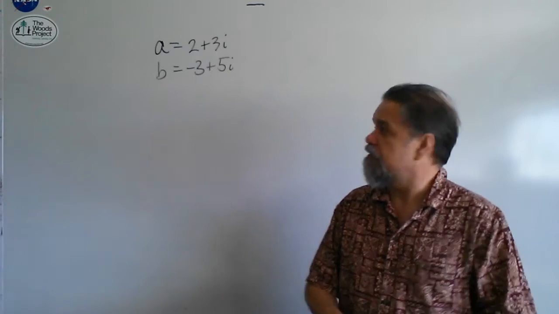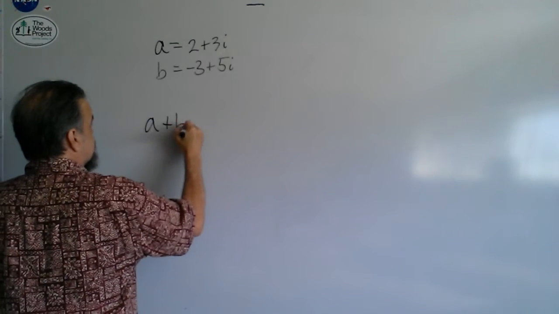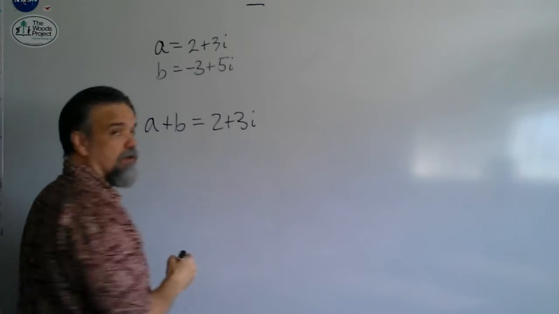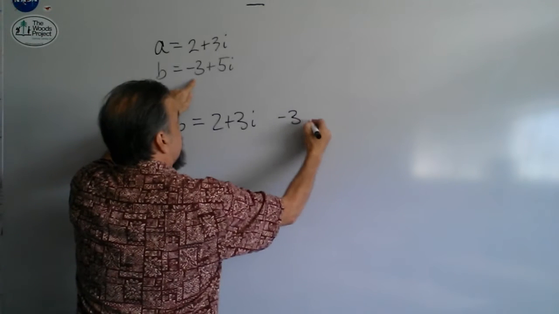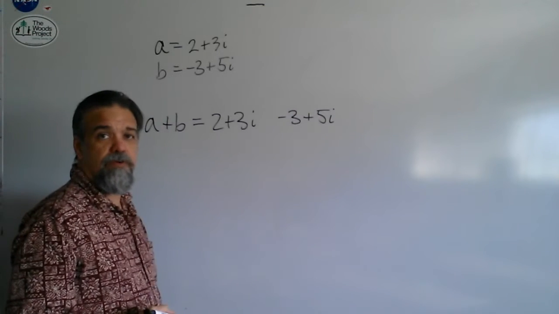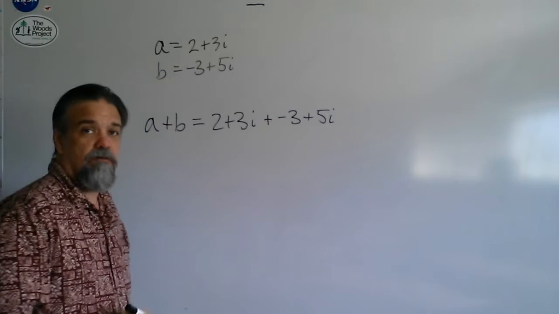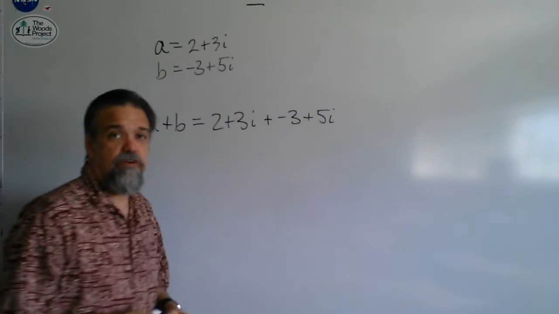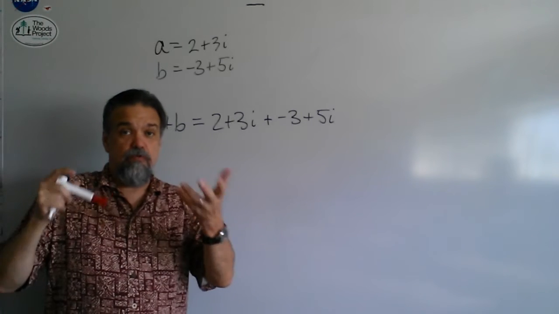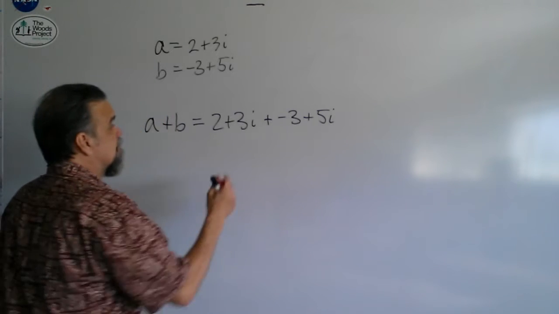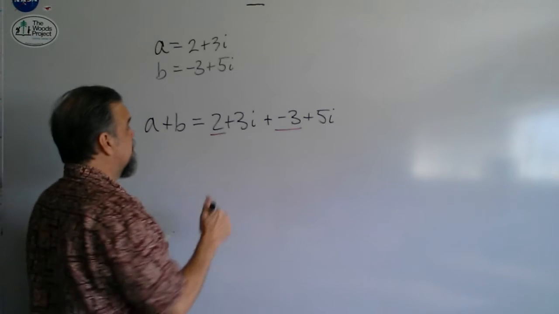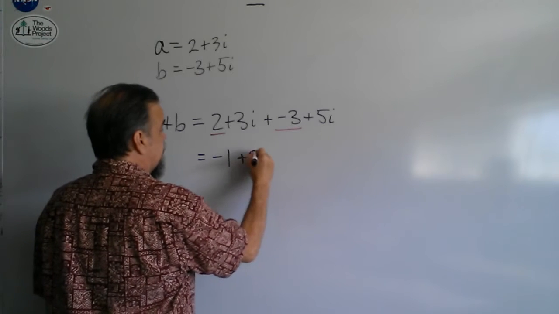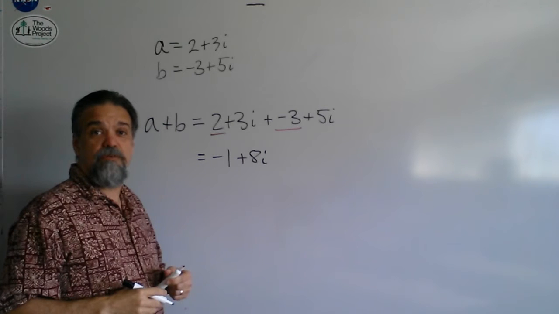Okay, first off, addition. A plus B. Well, what's A? It's 2 plus 3i. What's B? It's negative 3 plus 5i. And all I want to do is add them. Well, it's just like adding an algebraic expression. You just take your like terms, and in this case, the like terms are the real numbers and the imaginary numbers. So 2 minus 3 is going to be negative 1, and 3i plus 5i is going to be 8i, and you're done. That's all there is to it.